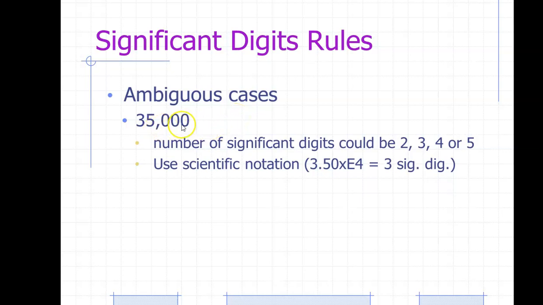an ambiguous case is like this one. The number of significant digits could be different. So again, in scientific notation, if there were 3, we'd get 3.50 E4, which is the same as 10 to the 4th. That's calculator notation. And so we would have 3 significant figures. But we couldn't tell that here. Some people used to write a little line over it sometimes.